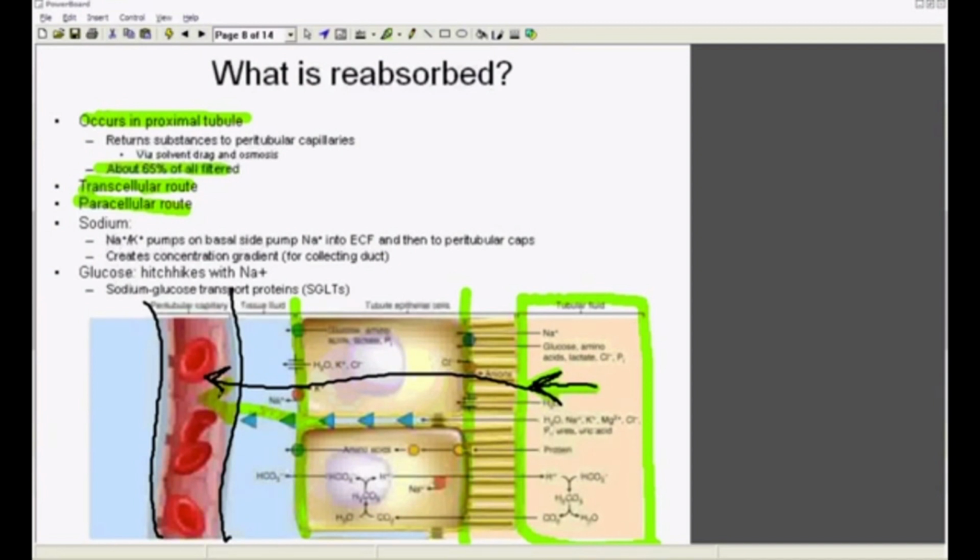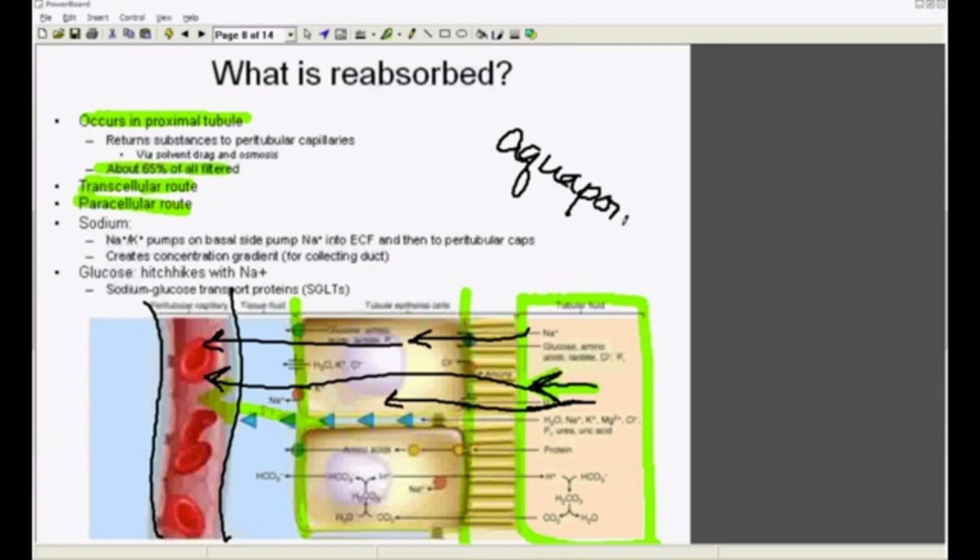Now to do that again, I told you there's two routes. There's a transcellular route, which means I literally go across the cell itself. So for example, I might use sodium-glucose pumps to pump glucose actively into the cell and then back into the blood. I could use aquaporins, which are literally protein channels for movement of water, and allow them to pass through my cell and back into the peritubular capillaries.